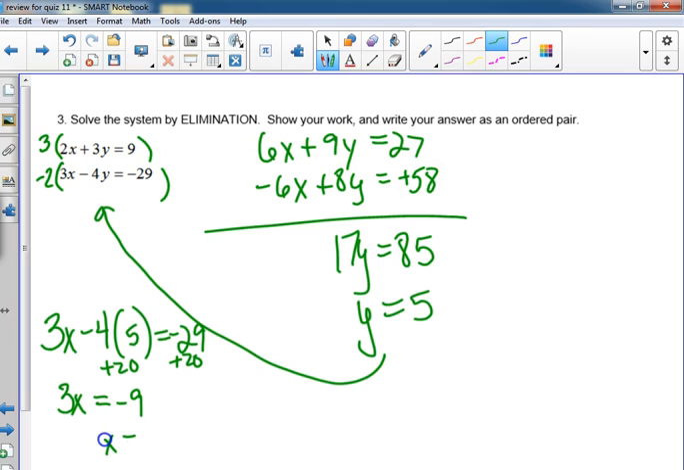I got -3. Did anybody get -3, 5? What? You have to plug it in the original. Nope, you can plug it in any one. It still works. I did not. Isaac, can you look at her work and see if you can help her figure out what she did wrong? -6 plus 15 is 9, and -9 minus 20 more is -29. My answer works in both.